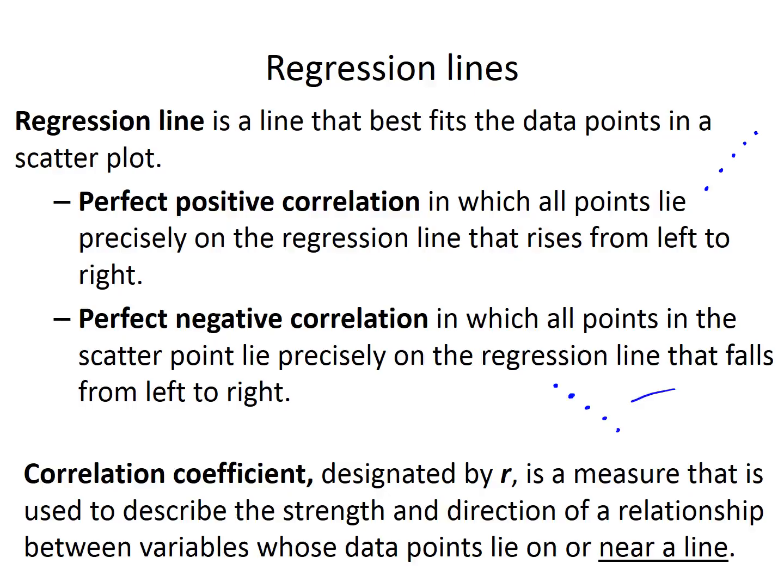But not all of them are going to fall in a perfect straight line pattern, but we want to know how close it is to a straight line. And what we use to measure that is the correlation coefficient, which is designated by a little lowercase r, is a measure that is used to describe the strength and direction of a relationship between variables whose data points lie on or near a line.